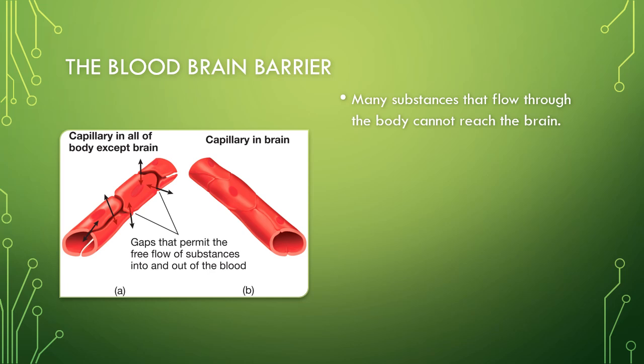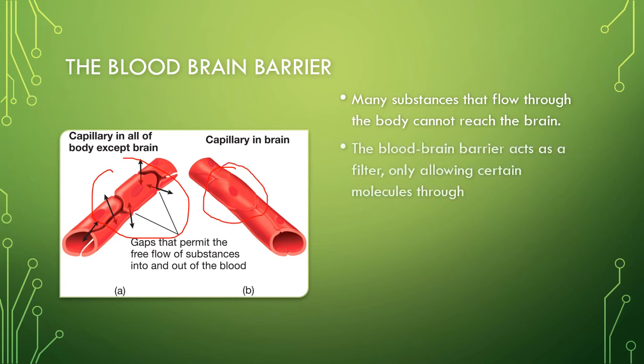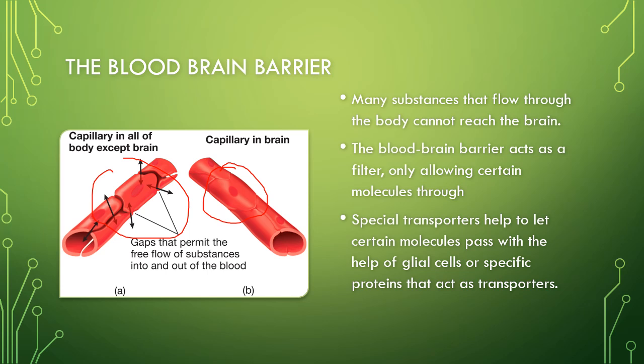So if you look at capillaries in the rest of the body, they're fairly porous, but capillaries in the brain are basically closed off. And so what the blood-brain barrier is doing in this way is acting as a filter where it only lets certain things through. And there are a few ways that things get through. One is that we have special transporters that'll let certain things pass.